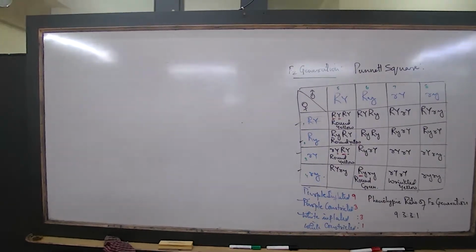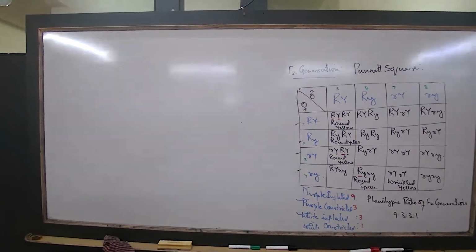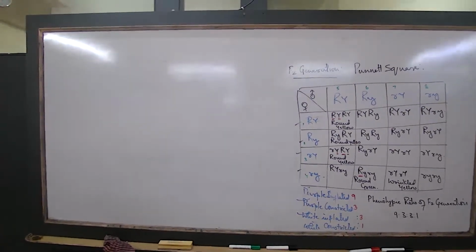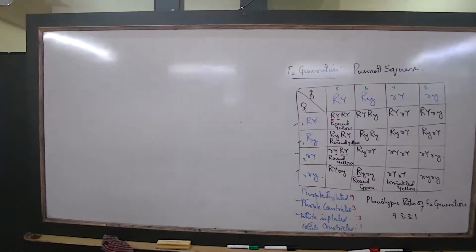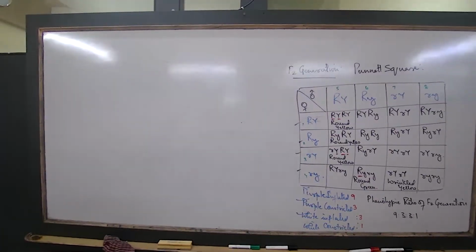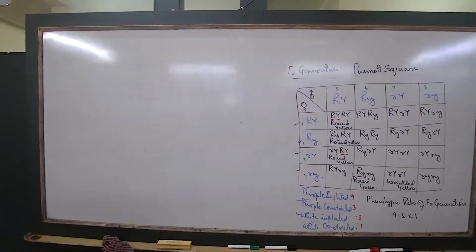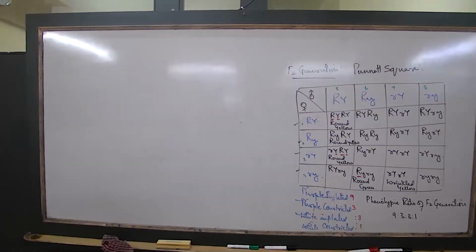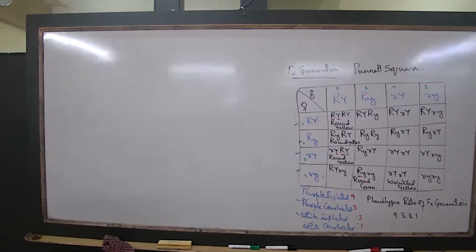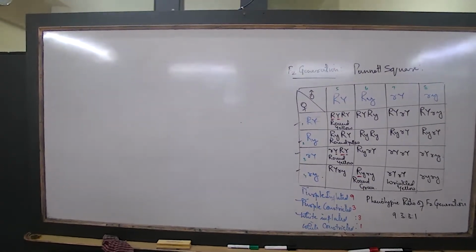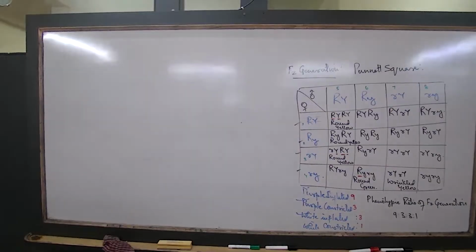Point number two. Characteristics of the other parent plant was never expressed by the F1 plant.